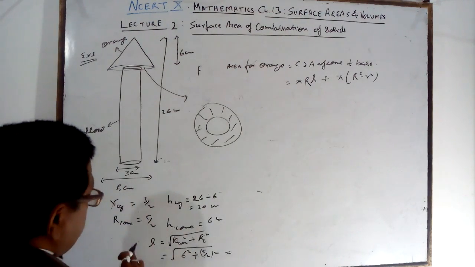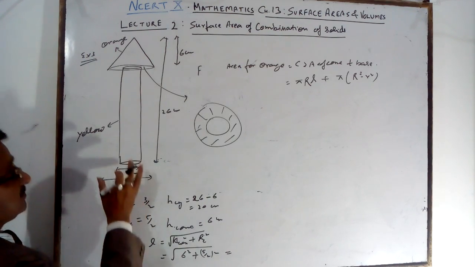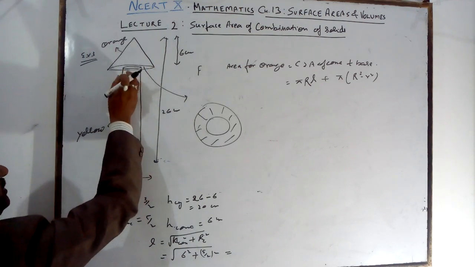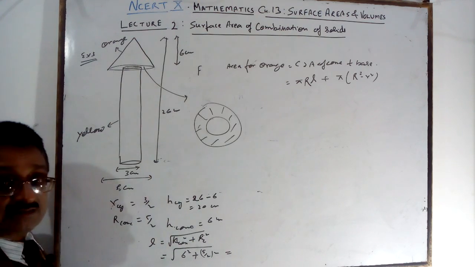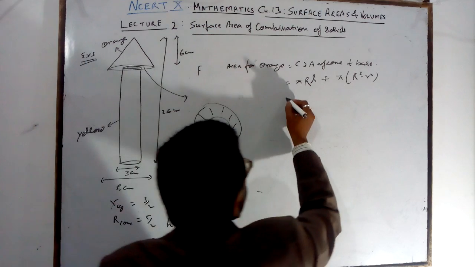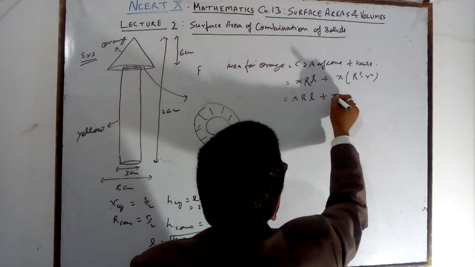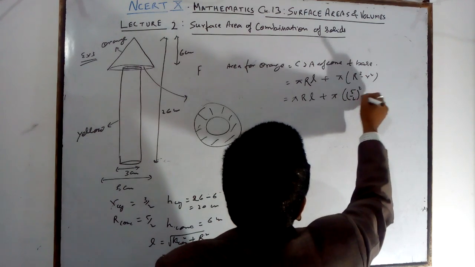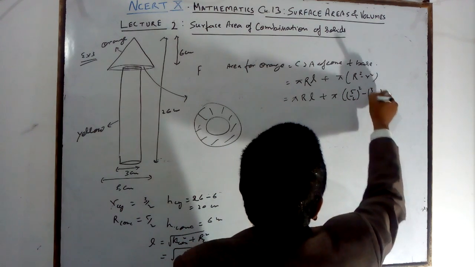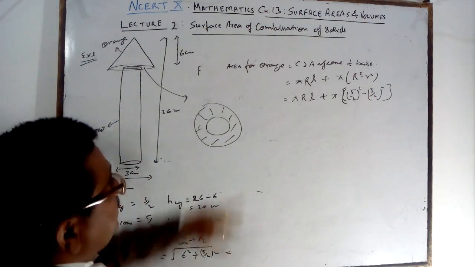What is the capital R? Capital R is 5/2, small r is 3/2. It is the circle of the bigger diameter minus the top; this portion, in which the cylinder is touching, will not be painted. So you will get pi r l plus pi times 5/2 square minus 3/2 square, and you solve for the area of orange.